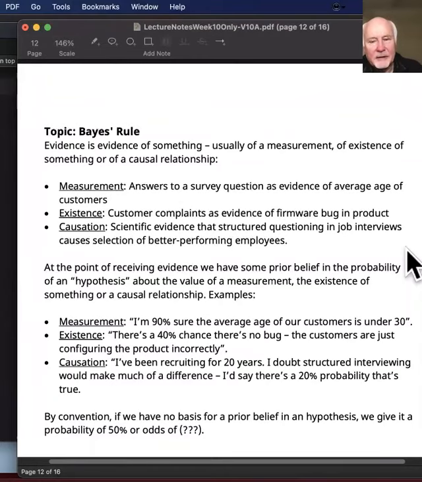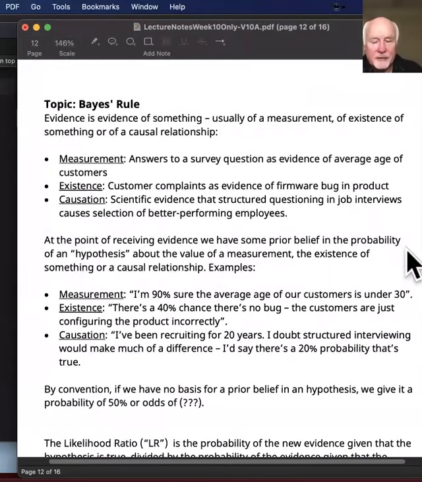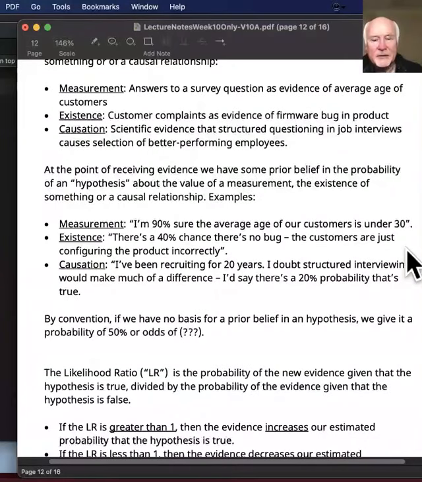Now, this whole Bayesian thinking idea, which is extremely important, and if you Google it, you'll find no end of stuff about it, is ultimately based on the idea that for any given hypothesis, any claim about the real world, we'll have some sort of prior belief about how probable it is that the hypothesis is true. So we could have a hypothesis about the value of a measurement, that the average age of the customers is 36 years old, for example. Or it could be the probability that the chainsaws have a manufacturing defect which causes them to crack.